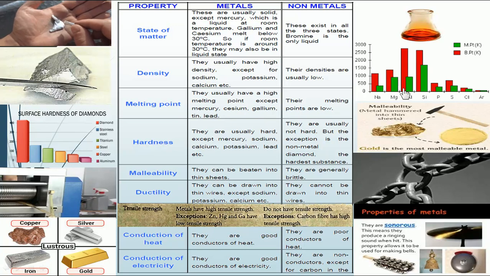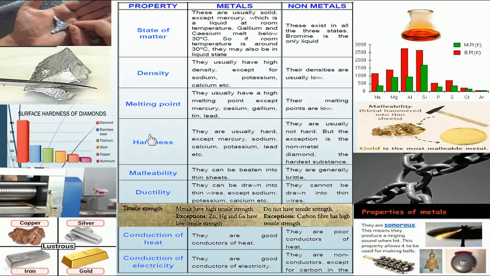What about boiling point? Obviously you can see the boiling point of aluminium is above 2500 degrees centigrade. The phosphorus, sulfur, chlorine are all very low when compared with these metals, right? So the melting point or boiling point of metals is usually high. What about non-metals? They are usually low. Exceptions, some exceptions like mercury, cesium, gallium, tin, lead. I told you gallium will melt in our hand. So they have a low melting and boiling point.